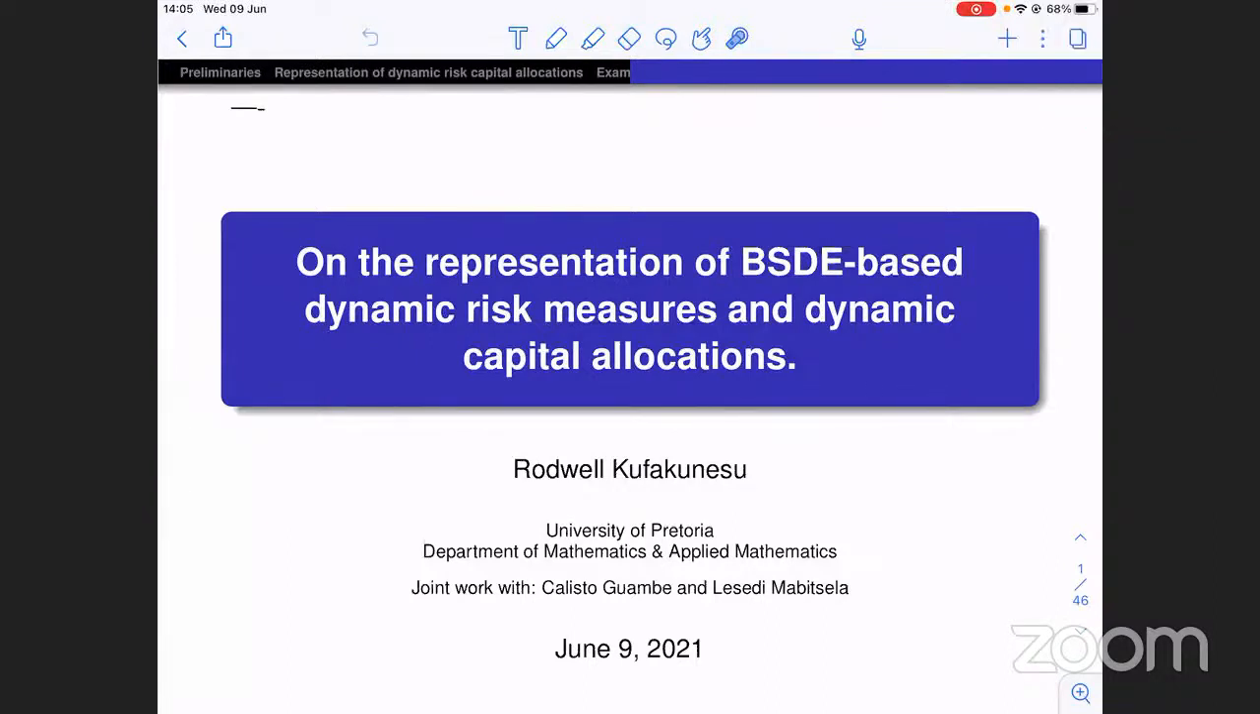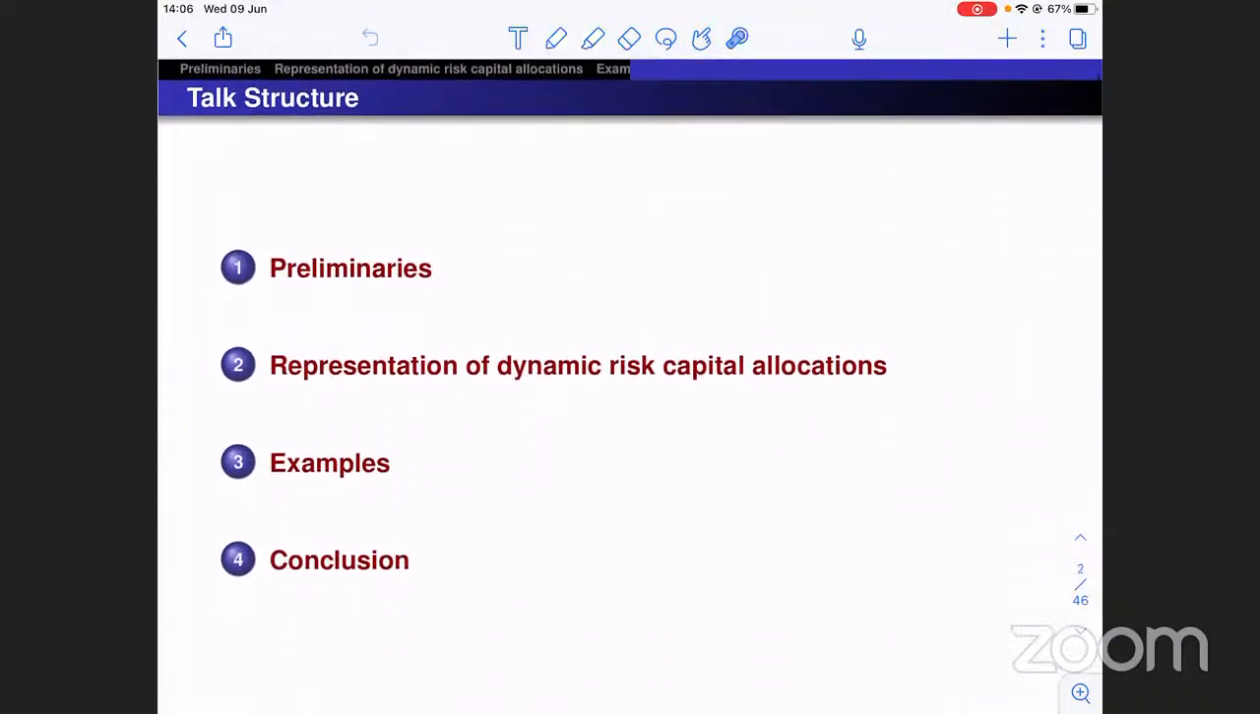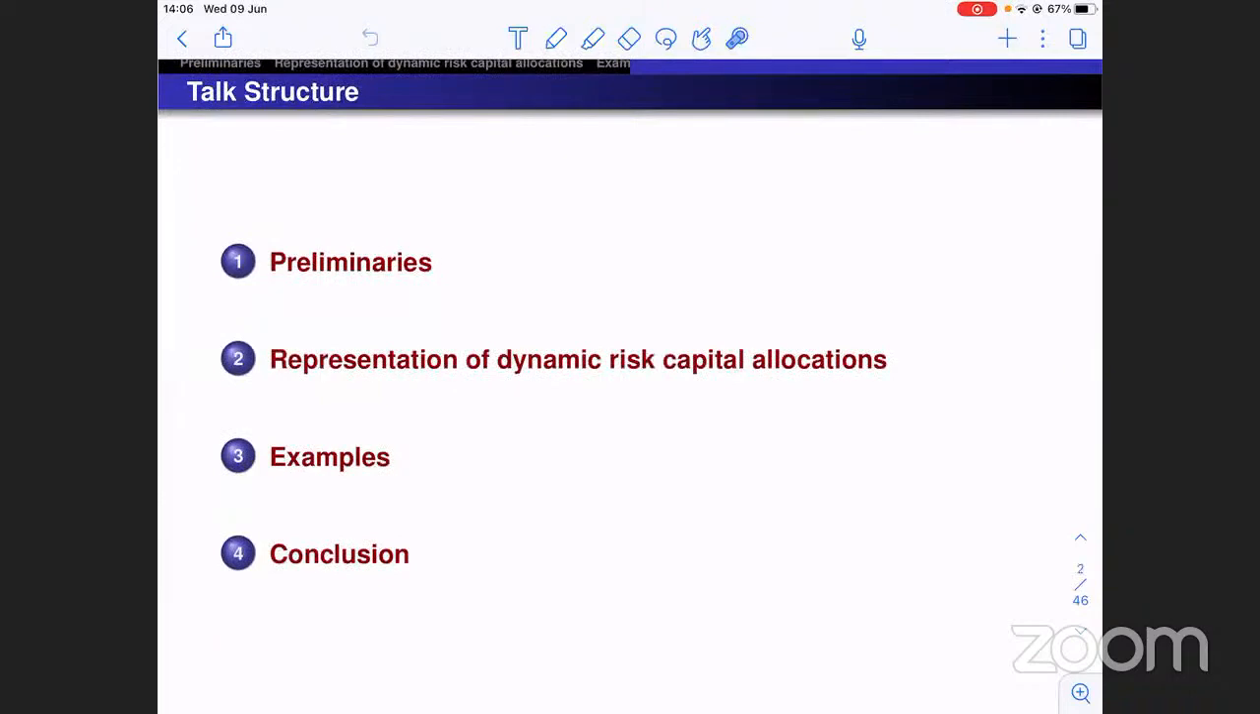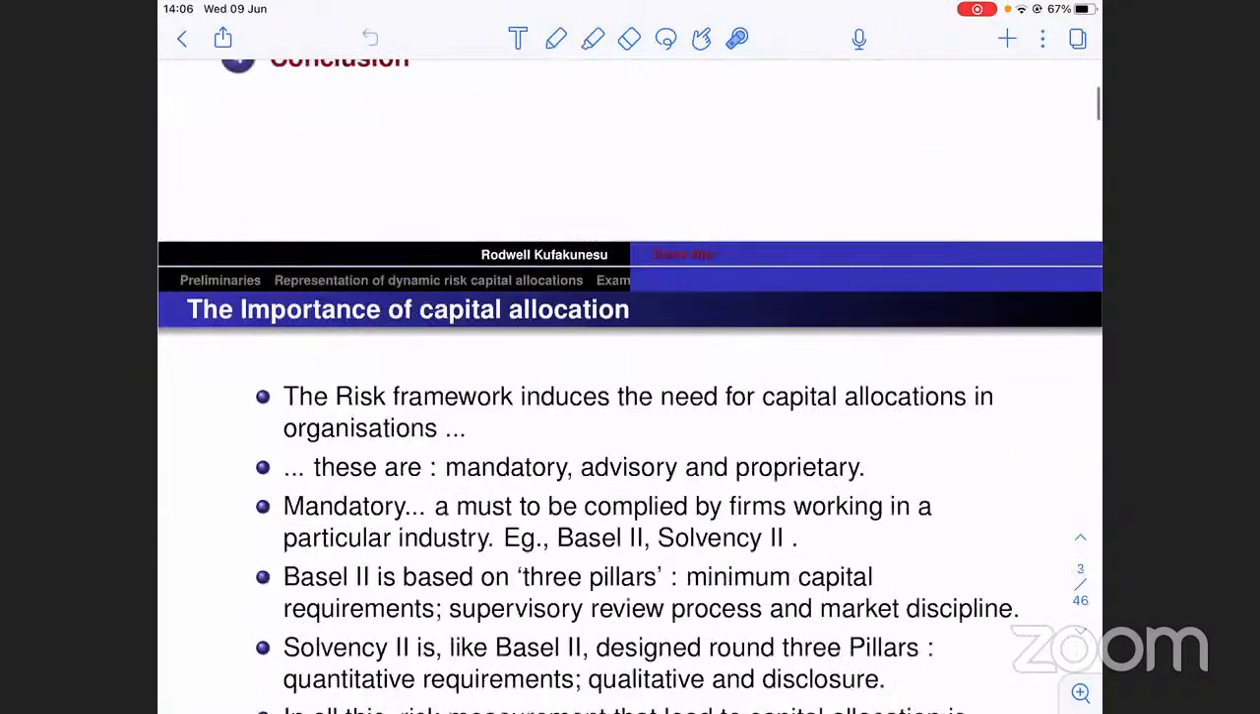Thank you, Professor, for giving me this opportunity. We have the topic here. I'm just going to share with you what we've done recently with some of my collaborators. Lesedi Mabisela is here with us, but I'm not sure. Okay, so I'm just going to give some preliminaries of the tools which we used and then talk about the representation of the dynamic risk capital allocation, examples and conclusion. Right, so let us start.